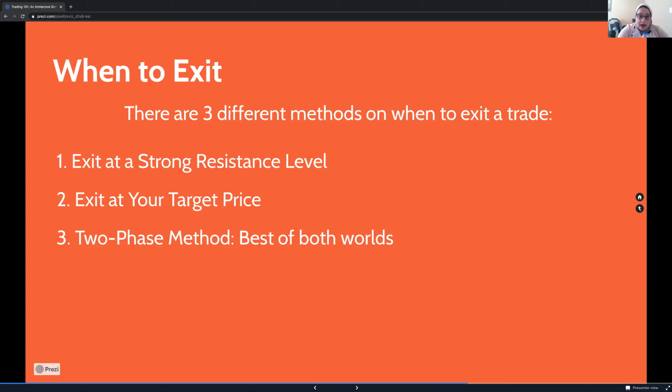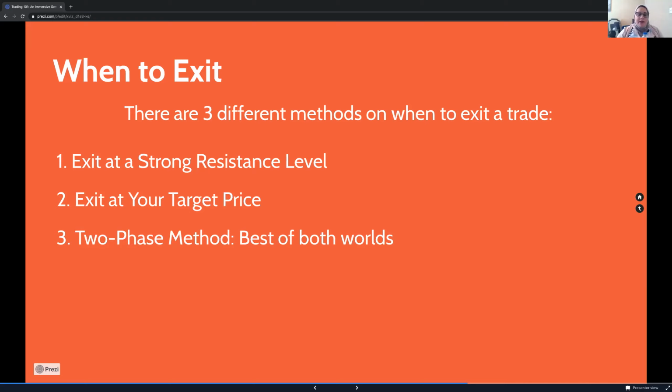Now, the third strategy. Again, I'm not saying do all three of these things. I'm really saying ideally do one of these, the one that you like more, the one that makes more sense. The third one, and this is what I'm doing a lot of these days, is what's called a two-phase method, which is like combining 1 and 2. It's like the best of both worlds. I know, for example, Sruthi talks about this, selling parts of your position.